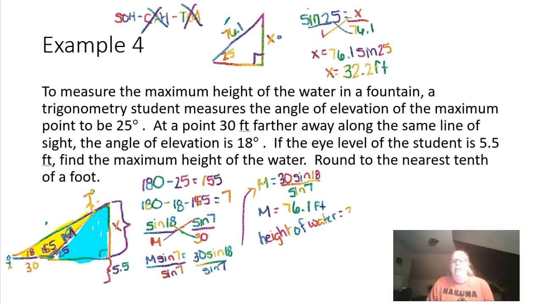So we're going to be adding 32.2 feet plus the 5.5 feet for the person, and that's going to give us 38 feet. That means that the maximum height that the water goes is 38 feet.